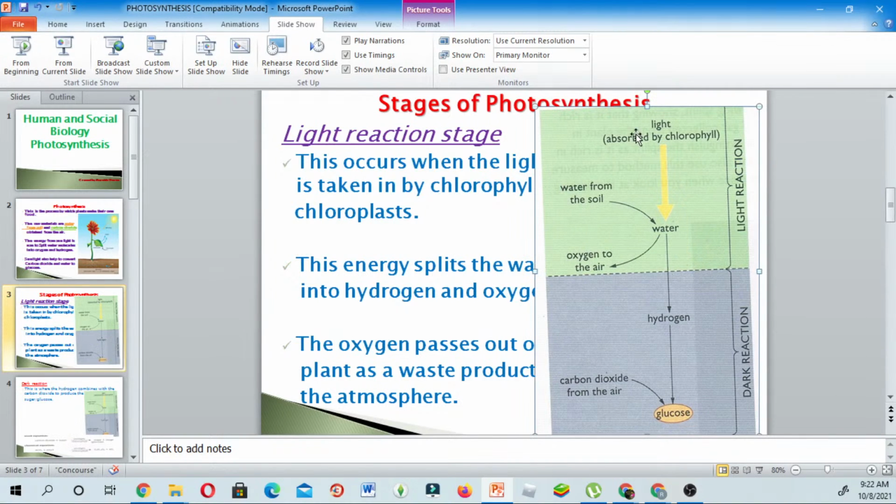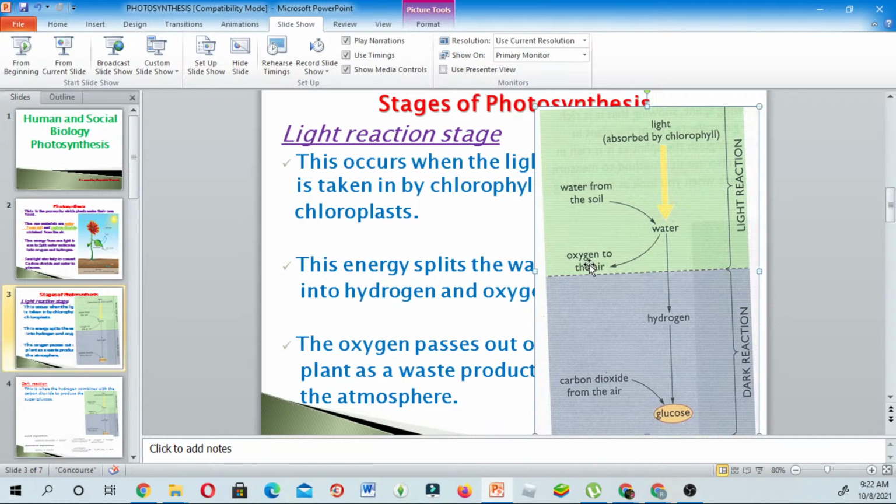Right, so that is the light, and it is saying absorbed by the chlorophyll. So you actually have the water, which would come from the soil. Now it is showing the sunlight splitting the water, which is right there. So that is the oxygen. They are saying that the oxygen will go off to the atmosphere, or go off to the air.